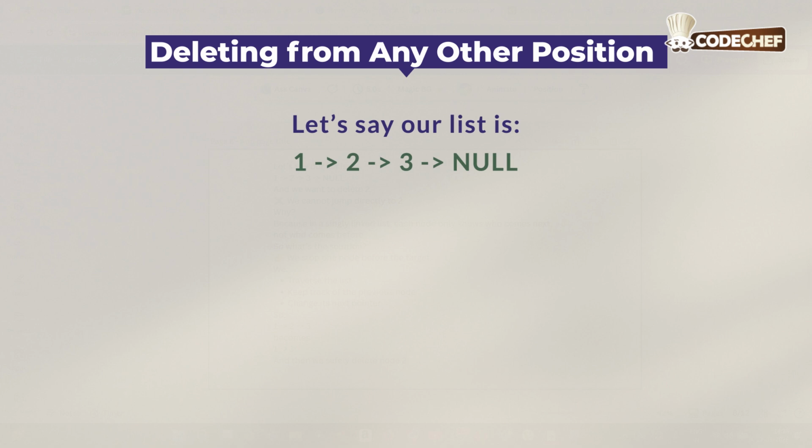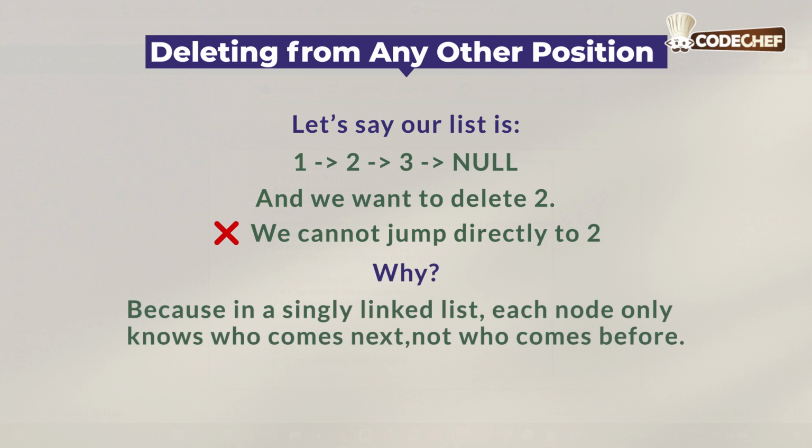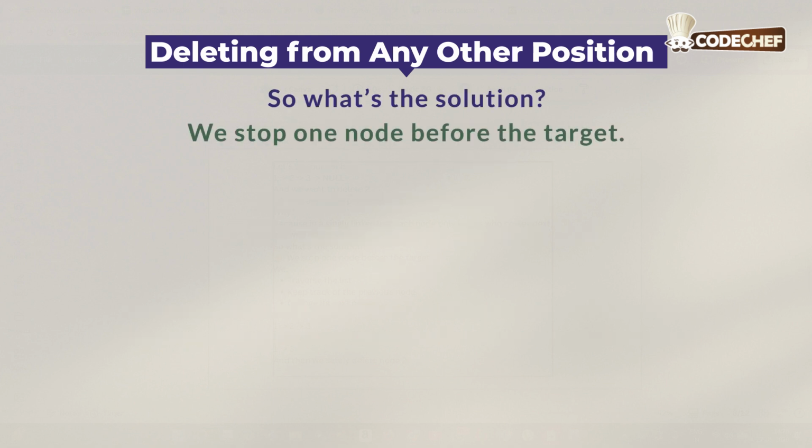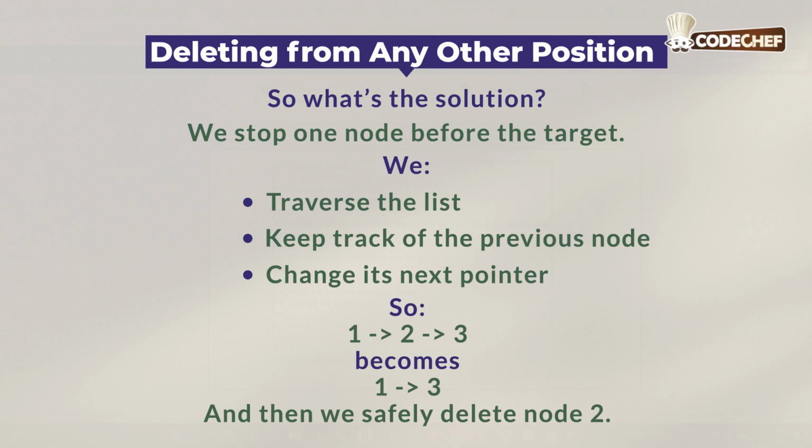Deleting from any other position. Now let's say our list is this, and we want to delete 2. We cannot jump directly to 2. Why? Because in a singly linked list, each node only knows who comes next, not who comes before. So, what's the solution? We stop one node before the target. We traverse the list, keep track of the previous node, and change its next pointer. So, 1, 2, 3 become 1 to 3. And then we safely delete node 2. No broken links, no memory leaks, perfect.